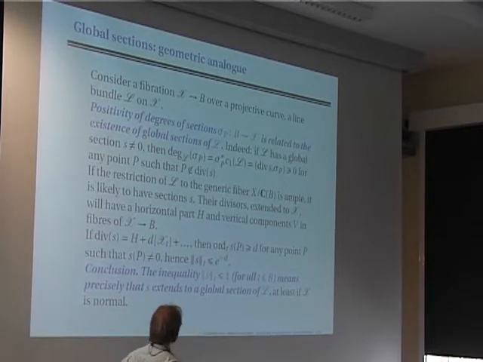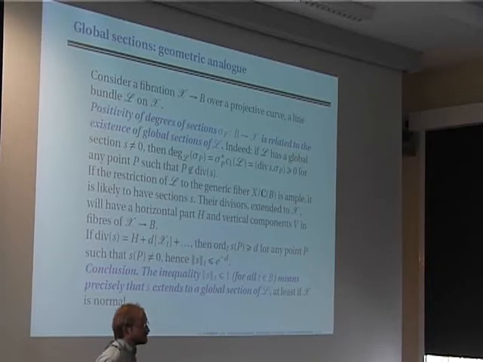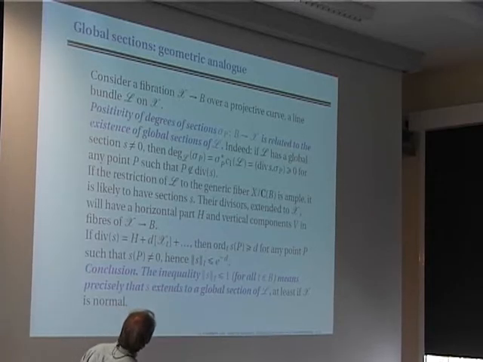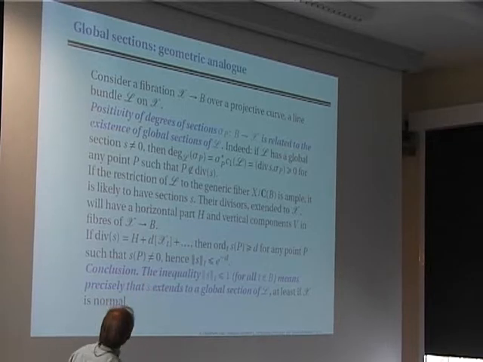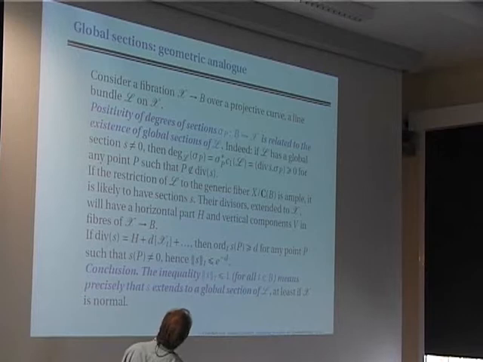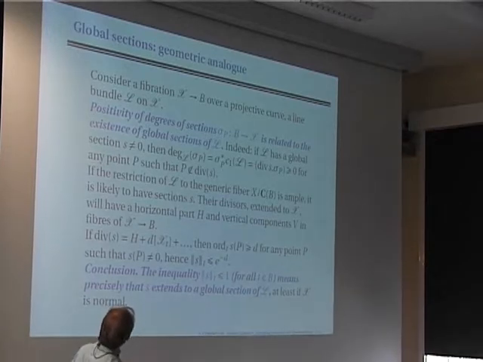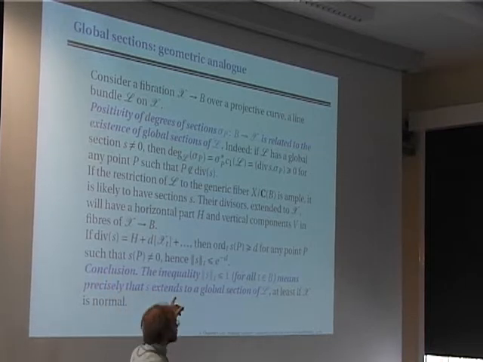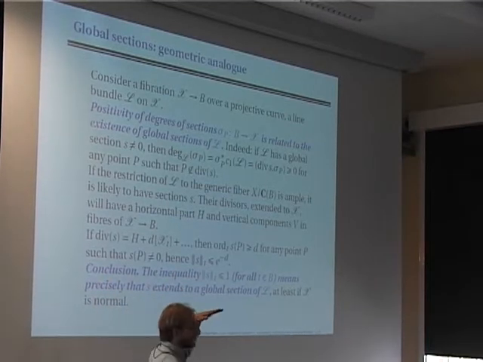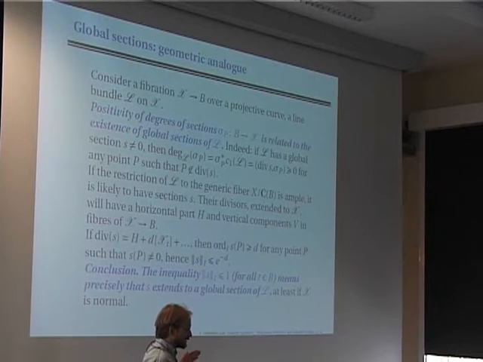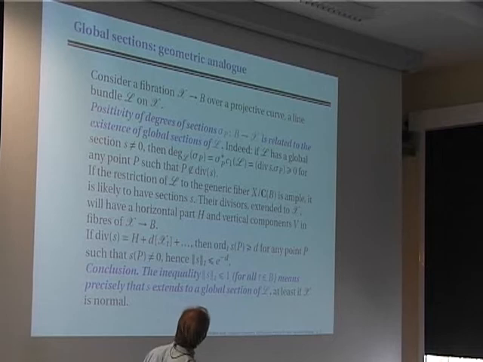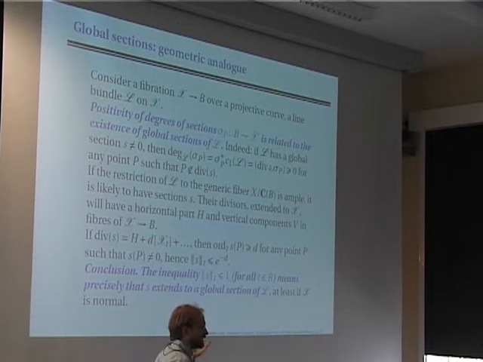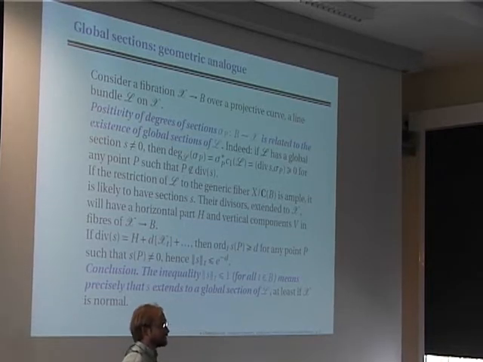So in the geometric case, we have fibrations over a curve and a line bundle on the total space of the fibration. Now, what does it mean that... well, the analog of the relation between heights is the fact that if a section of this fibration has positive degree against L, then this fact is related to the existence of global sections for the line bundle L.